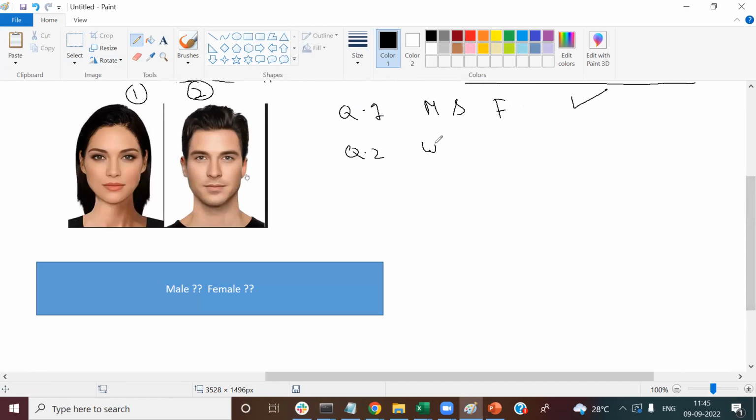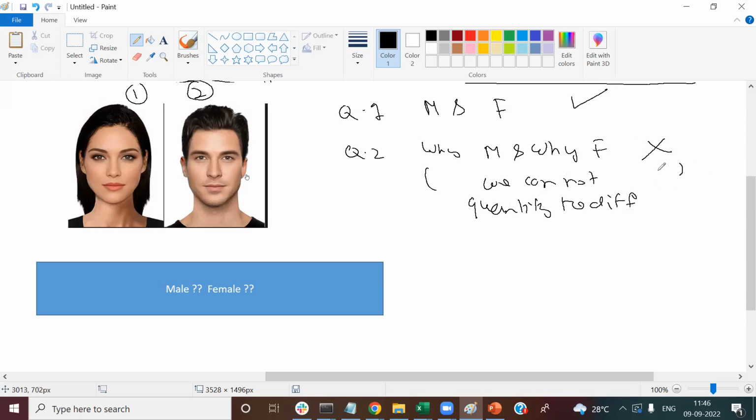But if I ask another question, why male and why female? No one can answer this question. Why? Because we cannot quantify the difference.